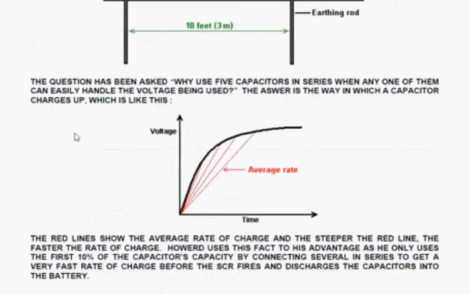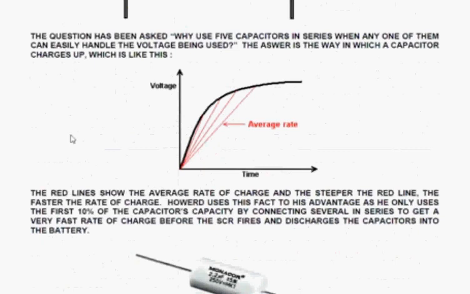First of all, this is the way that a capacitor charging is represented. The voltage increases, and as it gets fuller and fuller, the rate of increase tails off. The red lines show the average rate for any time period. The steeper the red line is, the faster the capacitor is charging.